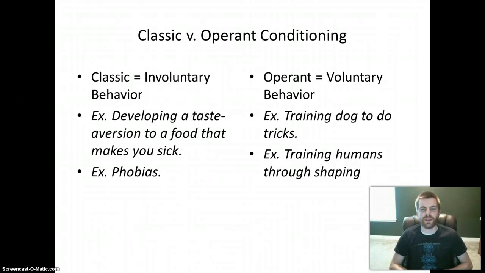Operant conditioning, on the other hand, is for voluntary behaviors. Using operant conditioning, you can train your friends, you can train a dog to do tricks, you can use shaping in order to get someone, as they are getting closer to mimicking the behavior you wish, you give them rewards.